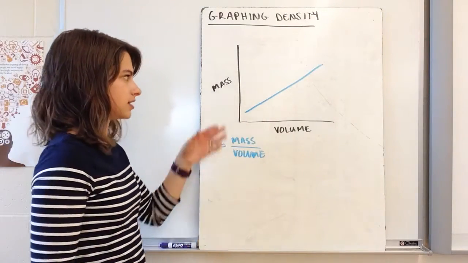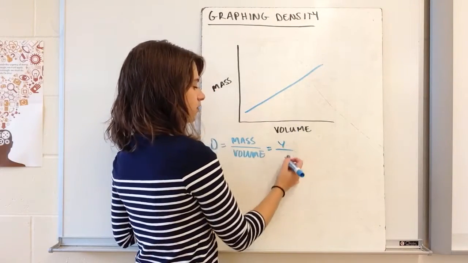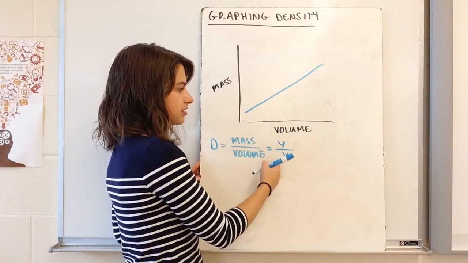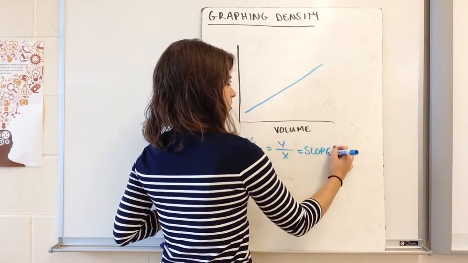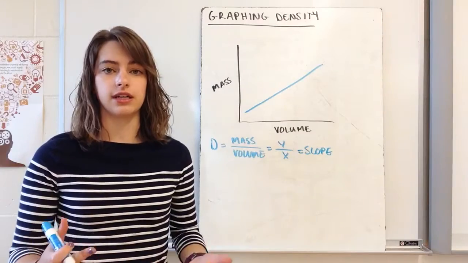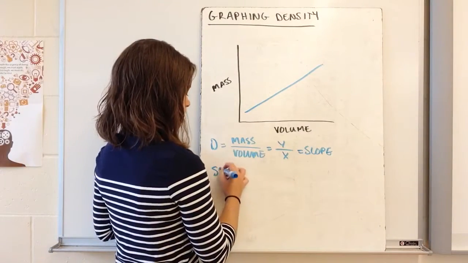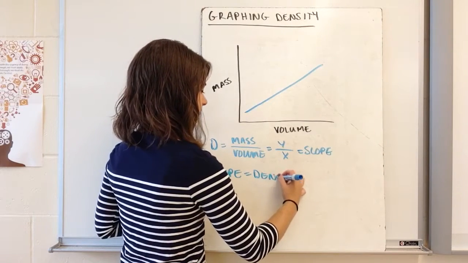Well, if we look at our axes, our mass is on our y-axis. Our volume is on our x-axis. Well, y over x in math class is slope. So the slope of a line from the graph for a density graph is the density of the substance. So the slope equals the density.